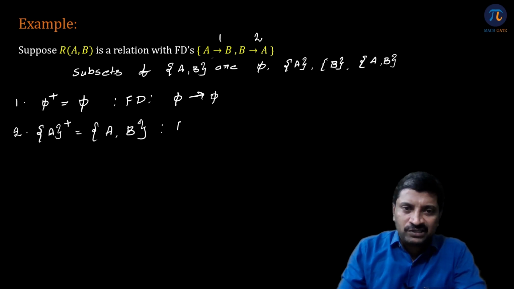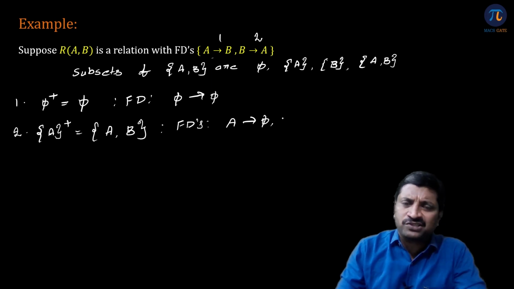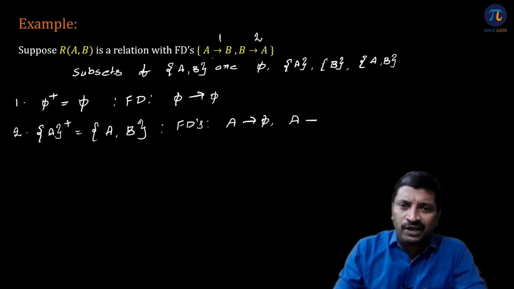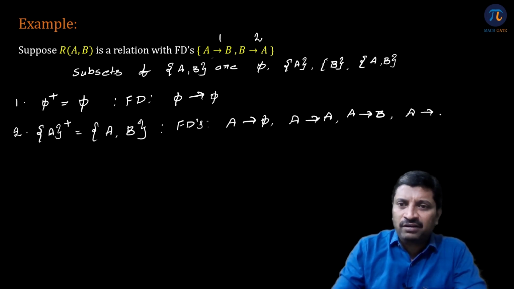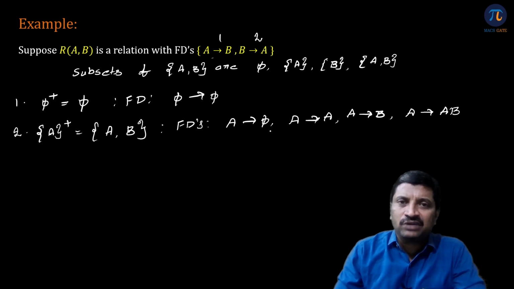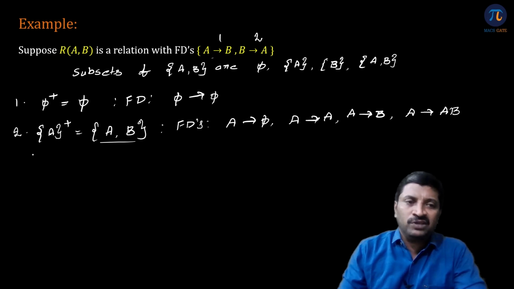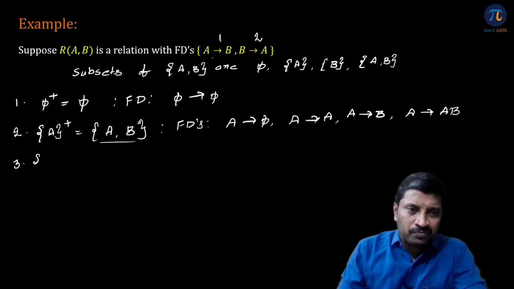Then what we can write is the set of all functional dependencies will be like this, sir. With A, I can always find empty set, sir. That is trivial because the right side is a subset of the left side. With A, I can find A also. With A, I can find B also. With A, I can find AB also. So what we are writing, sir? On the right side, we are writing all the possible subsets of the closure set. Similarly, what is the closure of B, sir?